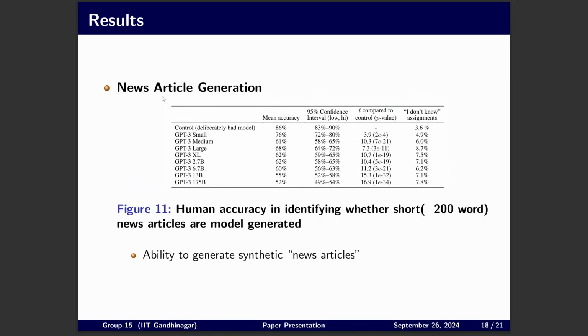So news article generation was an interesting one, in the sense that we ask human beings to check whether the article is generated by a model.